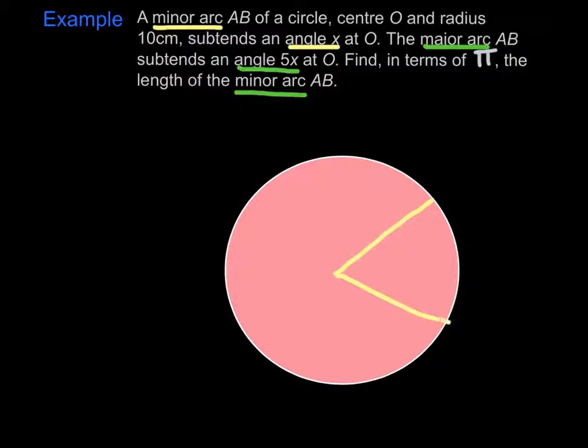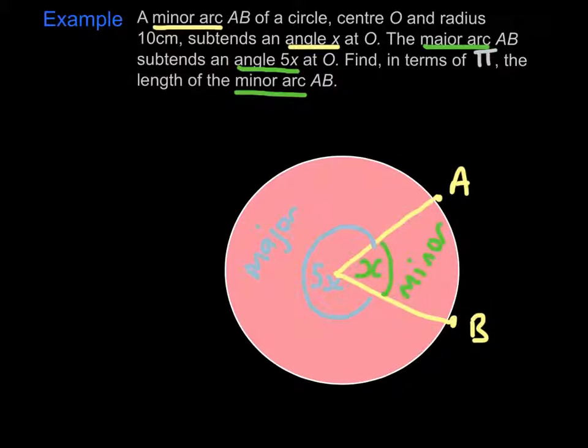So if we just draw a small sector, that's going to represent our minor arc. Think of it as a Pac-Man shape. The minor arc is the mouth of Pac-Man and the major arc is the head of Pac-Man. So the minor arc is subtending an angle of x, that one there, and the major arc is subtending an angle of 5x. So that's the major sector of the circle. The major is the bigger, the minor is the smaller.